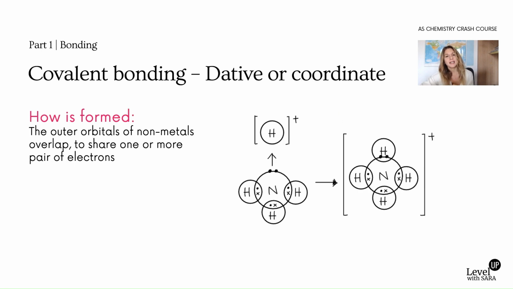There is another bond that is covalent that we'll come across a lot next year in Year 13 when we talk about transition metals. And this is called the dative covalent bond. The outer orbitals of non-metals overlap and they share one pair of electrons. The difference is that the pair of electrons comes from just one atom.